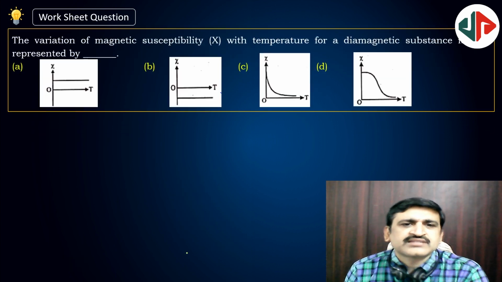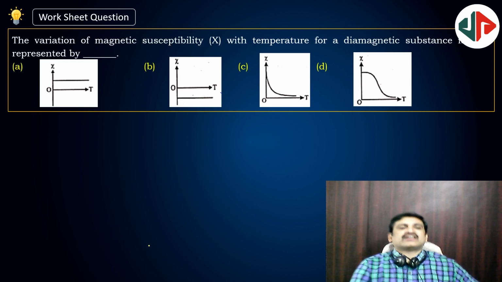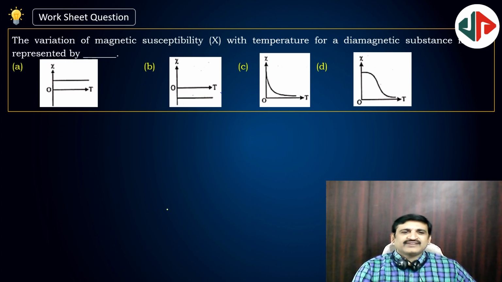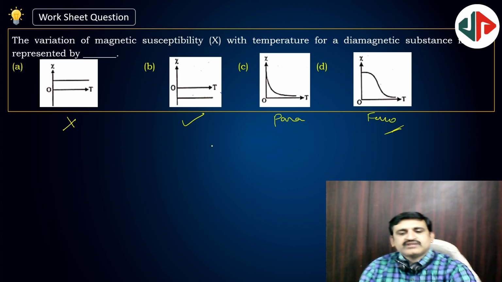Variation of magnetic susceptibility with temperature for a diamagnetic. Diamagnetic, it won't respond and it is negative. So negative side you need to take up. See, actually, if you observe carefully, this is totally a wrong graph because he gave it on the positive side. Actually, negative side is correct. This is the correct graph. And this is correct for paramagnetic. This is correct for ferromagnetic. So option B is correct for this.